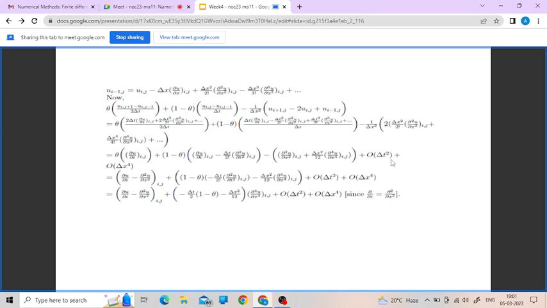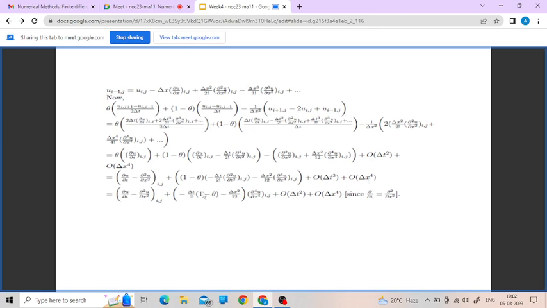Now from this you will get del u by del t minus del square u by del x square, this term minus this term and the remaining terms, plus 1 minus theta into this whole, minus del x square by 12 into this term. Fine. Plus order del t square plus order of del x to the power 4.